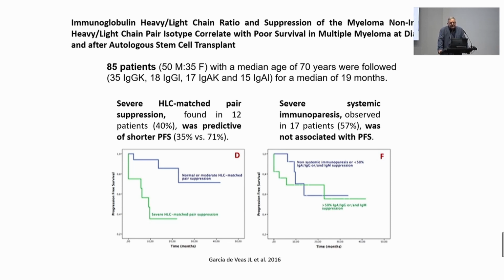This is a study of 85 patients undergoing autologous stem cell transplant, and in this case, the immunoparesis, when measured with the Hevylite test, demonstrated an impact in PFS, but when we measure immunoparesis by the classical way, we can't demonstrate this impact.